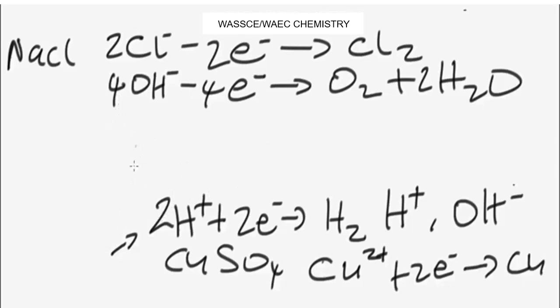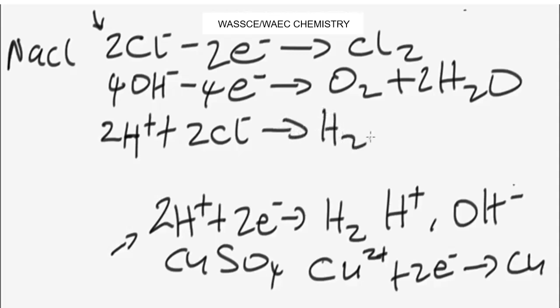So if you're combining it with the negative ion in the compound, which is the chloride ion, this is the half equation for the chloride ion at the anode to form chlorine gas molecule. So if you want to combine these half equations, it's going to be hydrogen ion plus chloride ion to give hydrogen gas and chlorine gas. Okay, so this will be the combined equation for the half equations involving sodium chloride.